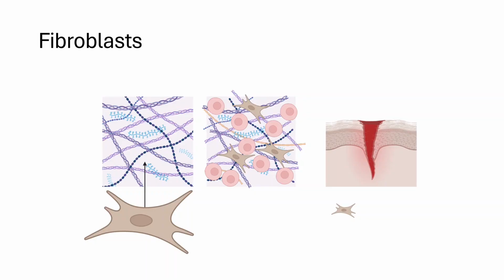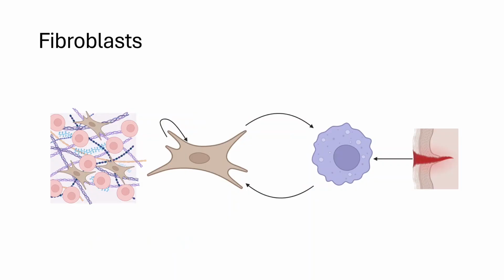And this is most important when we have a wound. When we have a wound, our fibroblasts enter an activated state, they proliferate, and then they produce a new collagen matrix, which allows the wound to close, and then these cells die off when the wound has closed. So how is this process regulated?